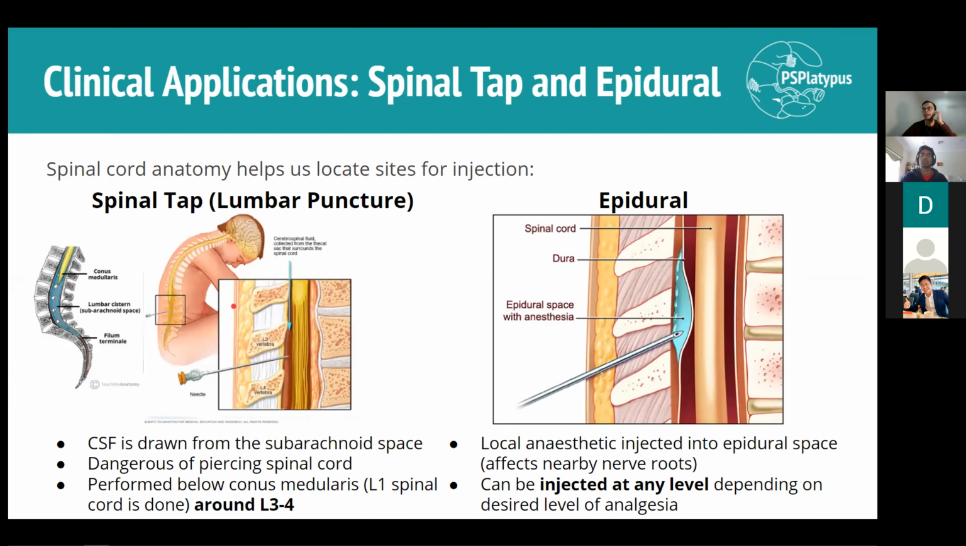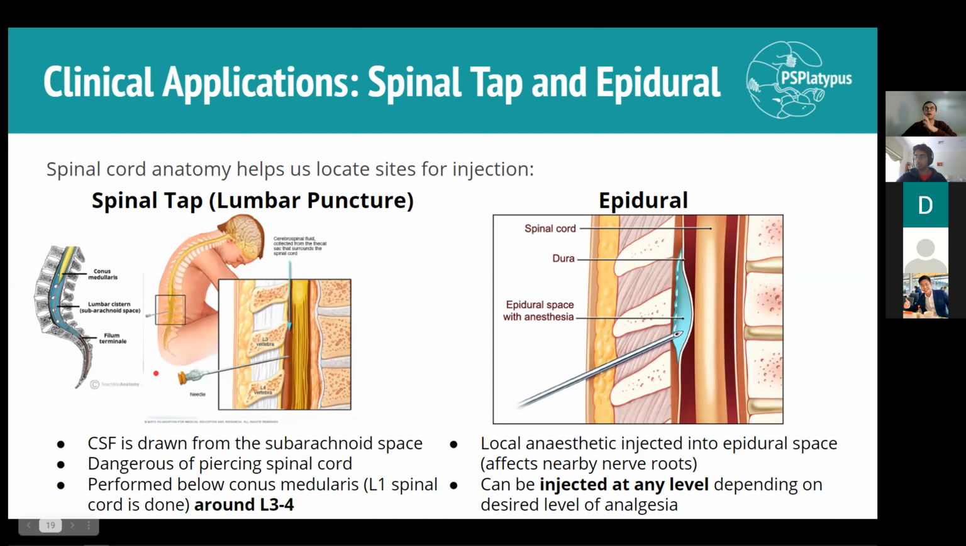What's happening here is you're putting an injection in and then withdrawing CSF, cerebrospinal fluid, for analysis, right? The important idea is that you want to do it in the subarachnoid space, because that's where the CSF is located, below the arachnoid layer and above the pia mater. So that's where you have to draw it from.